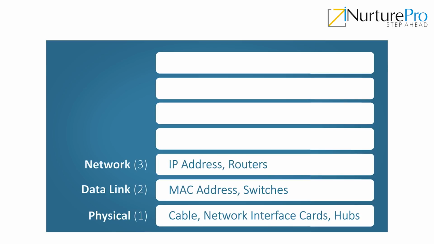Layer 3, the network layer, handles IP addressing and routing. At this stage of the OSI model, the source and destination IP addresses are added. Routers operate on this layer. Layer 4, the transport layer, adds the transport protocols such as TCP and UDP. TCP, for example, is used for error handling and sequencing to ensure no data is lost. This layer also adds the source and destination port numbers.